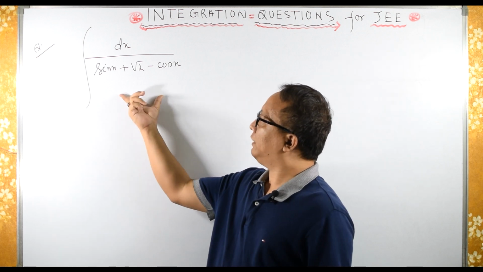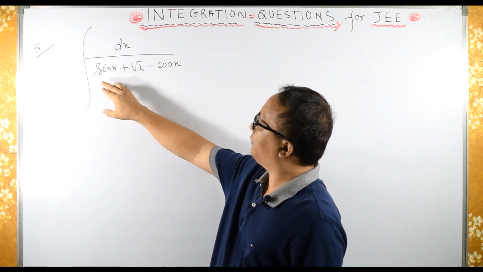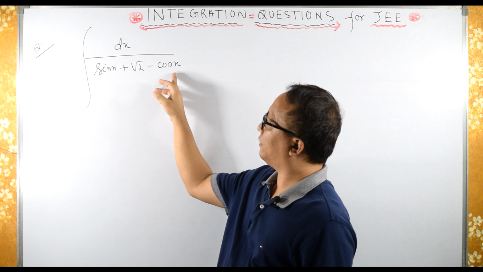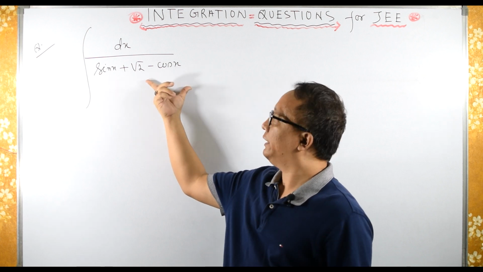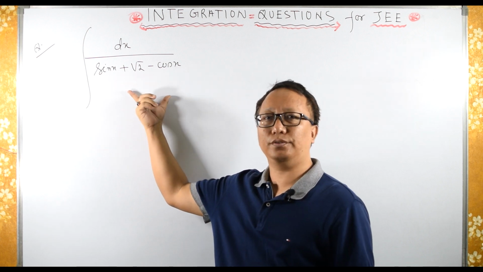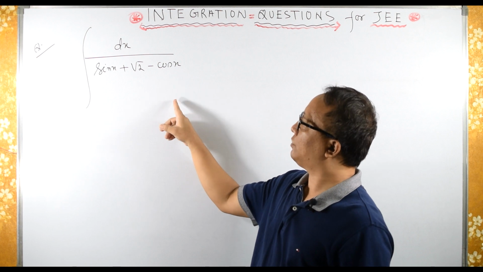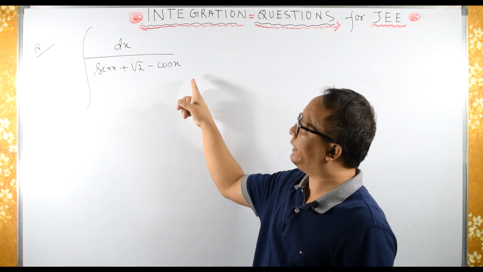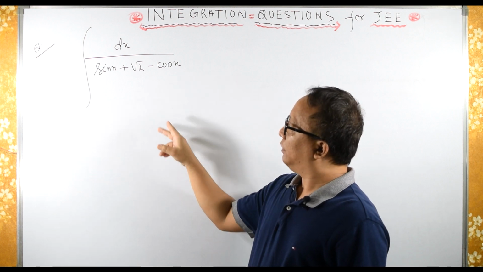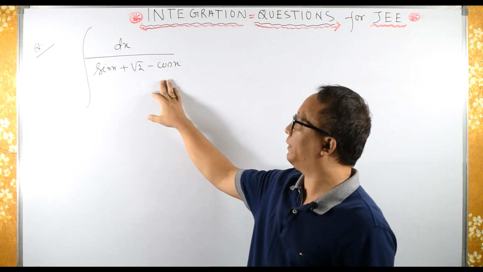Let's see this integral. Over here you have sin x and cos x, and these are all linear. In this type of question, what we used to do is substitute t equals tan x by 2, and in that way we used to solve. I will solve this in a somewhat more efficient way.